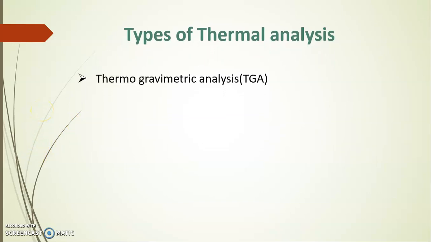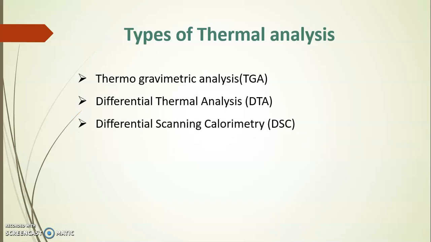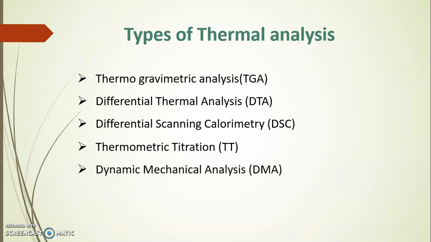Let us see the types. First one is thermogravimetric analysis, also known as TGA. Next one is differential thermal analysis, also known as the DTA method. Next one is differential scanning calorimetry or DSC. Next one is thermometric titration or TT. Next one is dynamic mechanical analysis, also known as DMA. And the next one is thermomechanical analysis, also known as TMA. So these are the types of thermal analysis method. Let us see the first method.